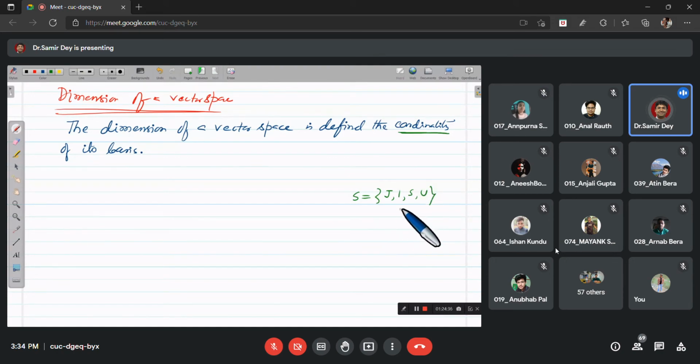Now, anyone can tell me, this set S, how many characters, letters, do you have? Four. Four, correct? So n of S is equal to 4. That means the cardinality of S is 4. That means in a set, the number of elements you have is called the cardinality of that set.